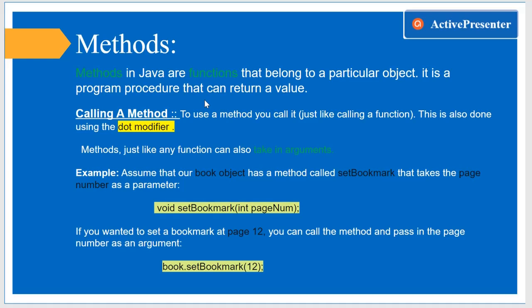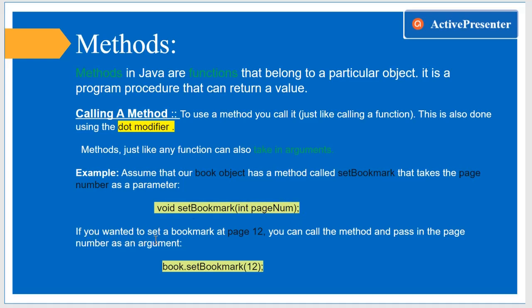So how do we call a method? We call a method using the dot operator. Methods, just like any function, can also take in arguments. Example, the same book object has a method called setBookmark. We can write it as void setBookmark(int pageNumber). This is the parameter. Here we pass the argument, but this is the parameter.